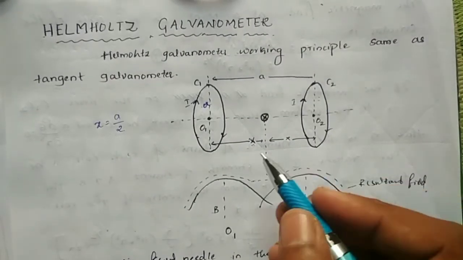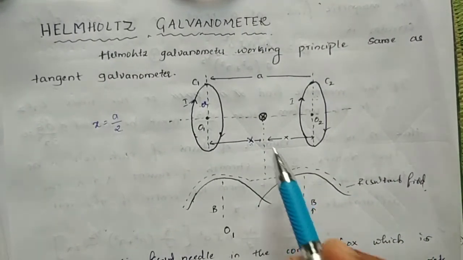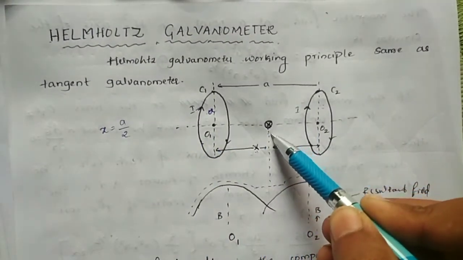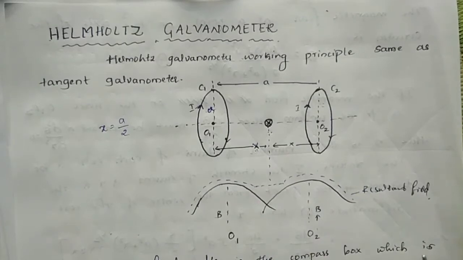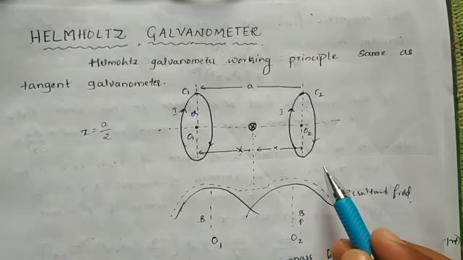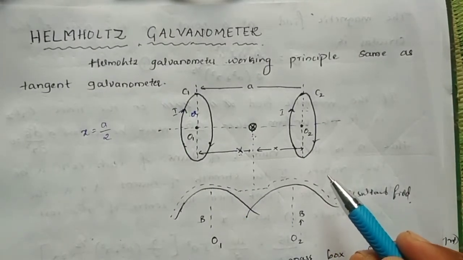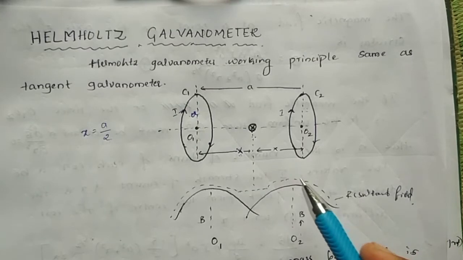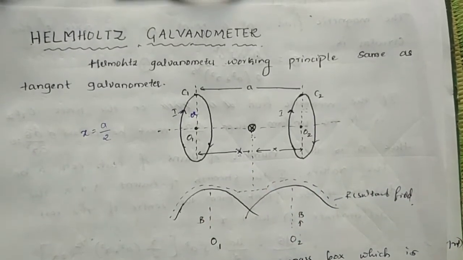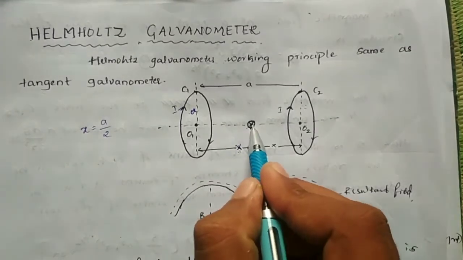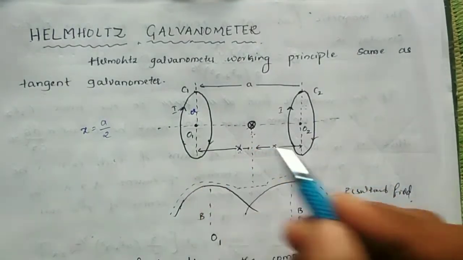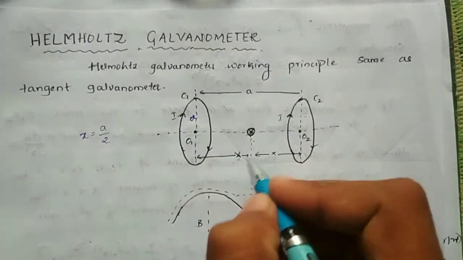The magnetic needle in the compass box is placed in between the two coils, and the two coils are mounted on one base. The distance between the centers of the coils is equal to the radius of either coil. We consider the magnetic field at the center of the needle due to the current passing through both the coils in the same direction.